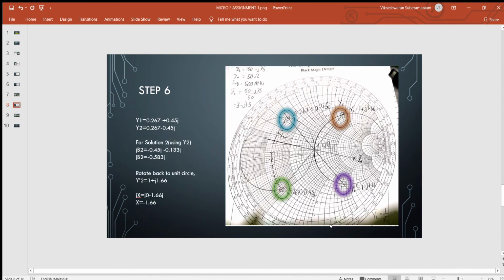The next step is using y2, which is in the green circle. First we used y1, and now we are using y2. With y2 the method is similar to what we used just now, and we can find both the b2 value and the x2 value.